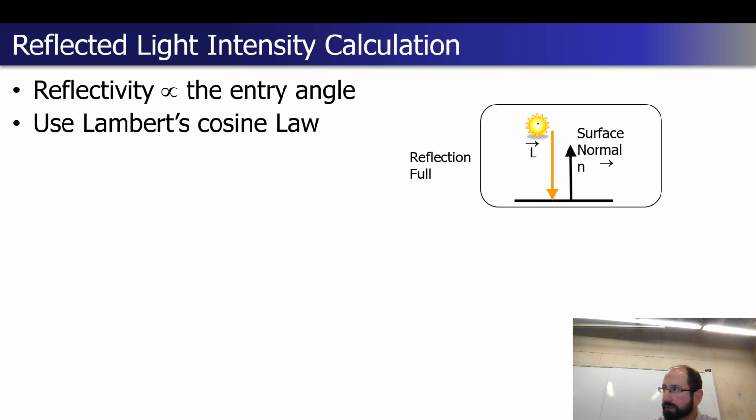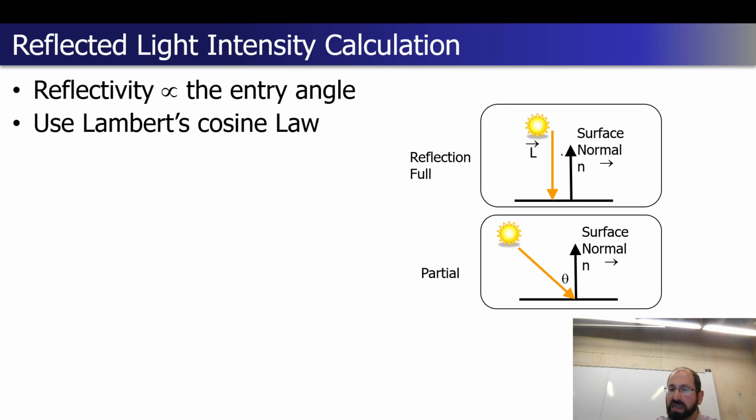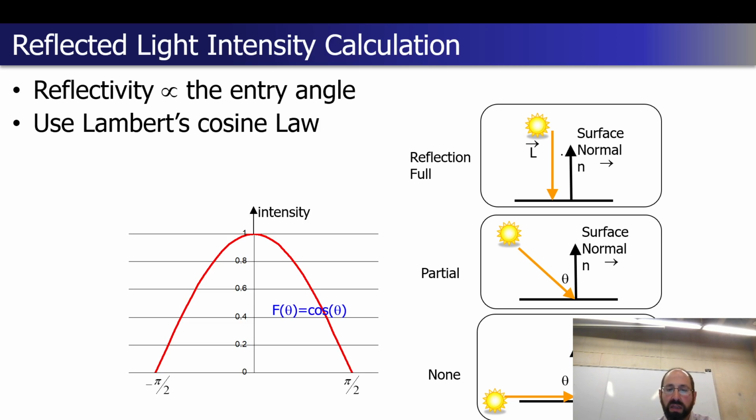So if we have a light source and we have a surface normal, it should have a full reflection, 100%. If it's at, let's say, an angle theta, there should be a partial scattering via this diffuse light scattering that we have here. And if it's perpendicular, there shouldn't be any. And that can be modeled using Lambert's cosine law. That's why this is referred to as Lambertian scattering or just diffuse scattering.